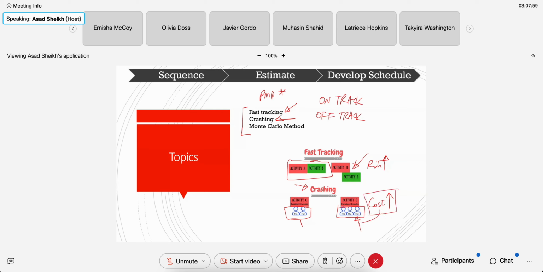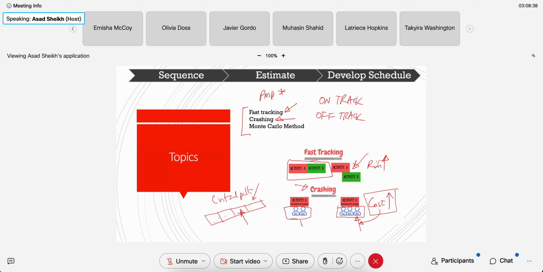Instructor, I have a question. When you crash the project, you do that when you don't have any more float left, right? Yes. And when you have extra resources. Yeah, let's say you have this backbone, this critical path, and you are falling behind. So these are the things you can do: either crash on them, or you can fast track on them.